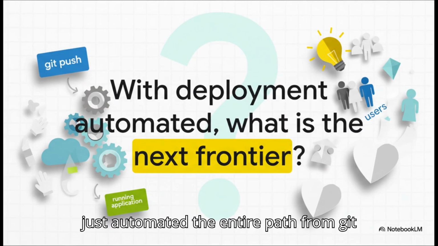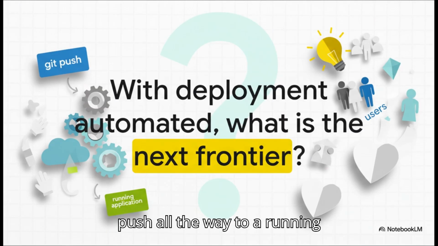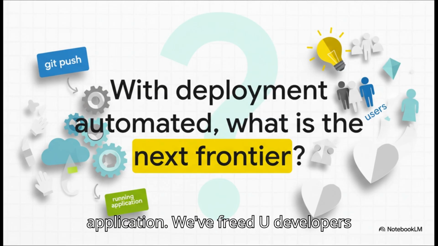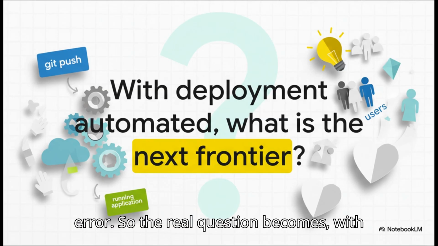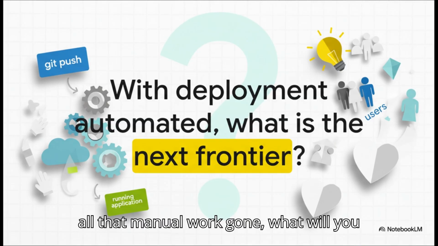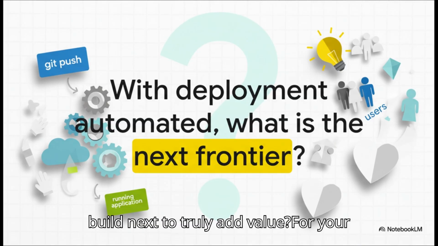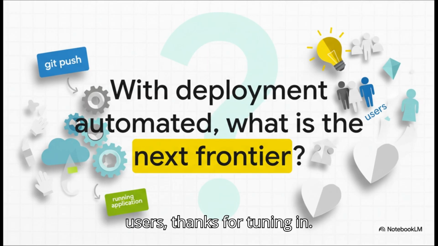So, we've just automated the entire path from Git push all the way to a running application. We've freed up developers' time and dramatically cut down on human error. So the real question becomes, with all that manual work gone, what will you build next to truly add value for your users?